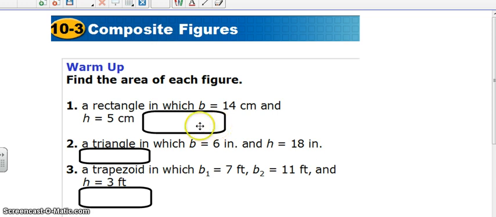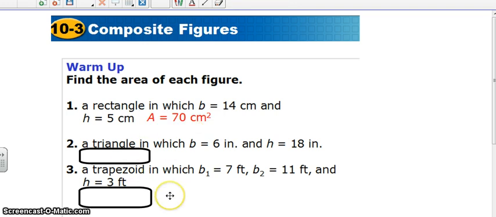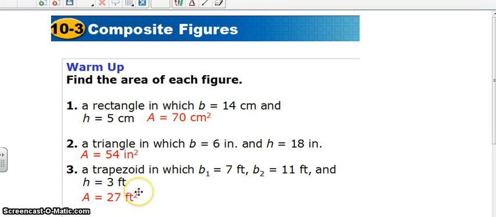So the area here is simply equal to base times height, right? Very good. Triangle area equals BH over 2. Good. And trapezoid, A equals B1 plus B2 times H over 2. So there you go. I'm sure you had no problem there.